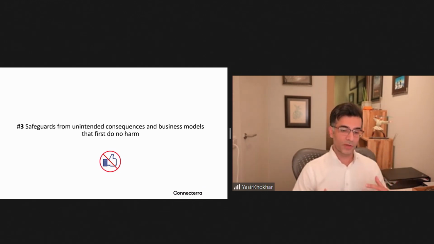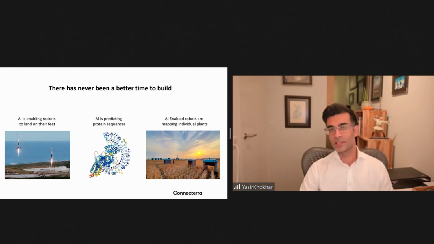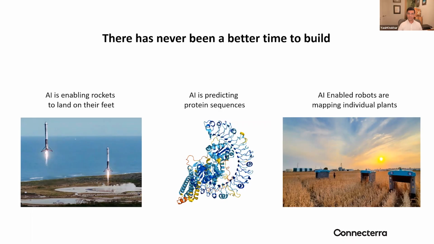However, for all of the promise that I've shown you earlier of where AI can help, the challenges that we have, I believe there's never been a better time to build. And AI is a technology that's going to enable us to do a lot of things. Today, we're using AI to land rockets on their feet. We're using artificial intelligence to predict protein sequences. We're using AI-enabled robots to crawl fields and map individual plants. Every single plant is being mapped.